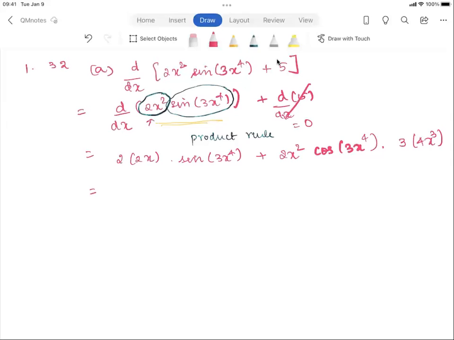Now I'm going to club the terms, so I get 4x times sine 3x to the power 4 plus 4 3s are 12, 12 2s are 24, 24x to the power 3 plus 2 is 5, cos 3x to the power 4. So this would be the required derivative.